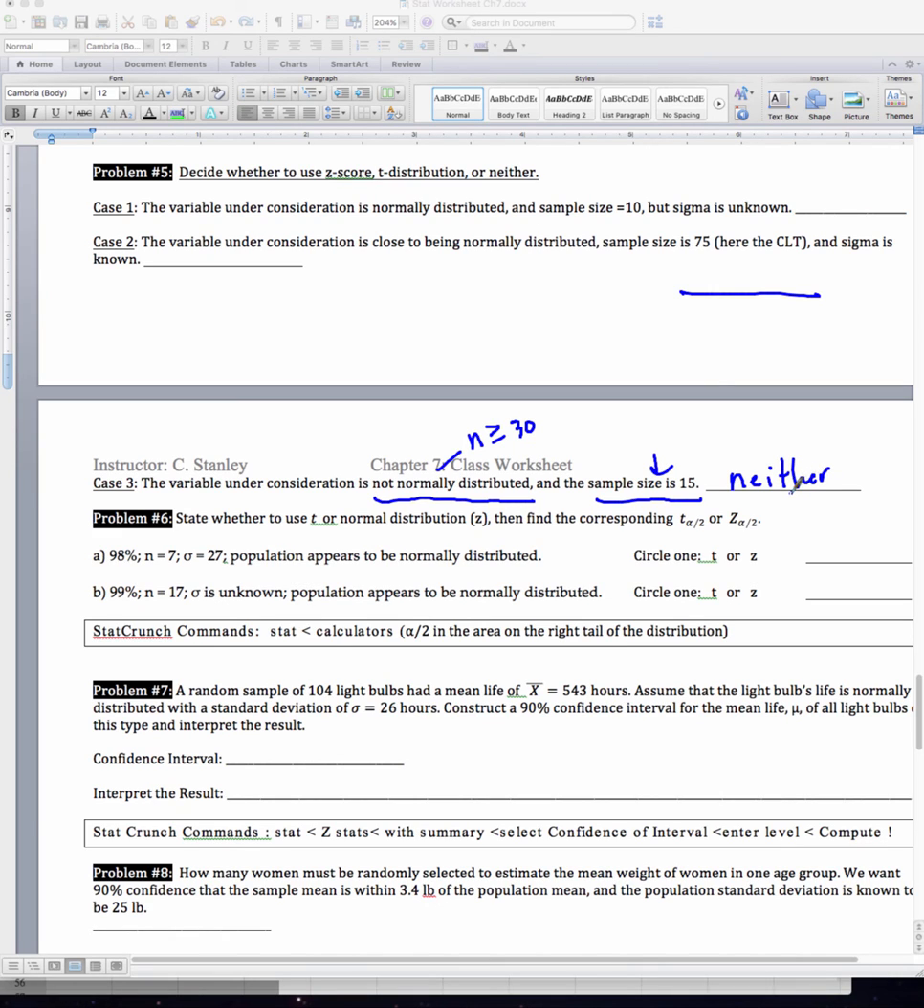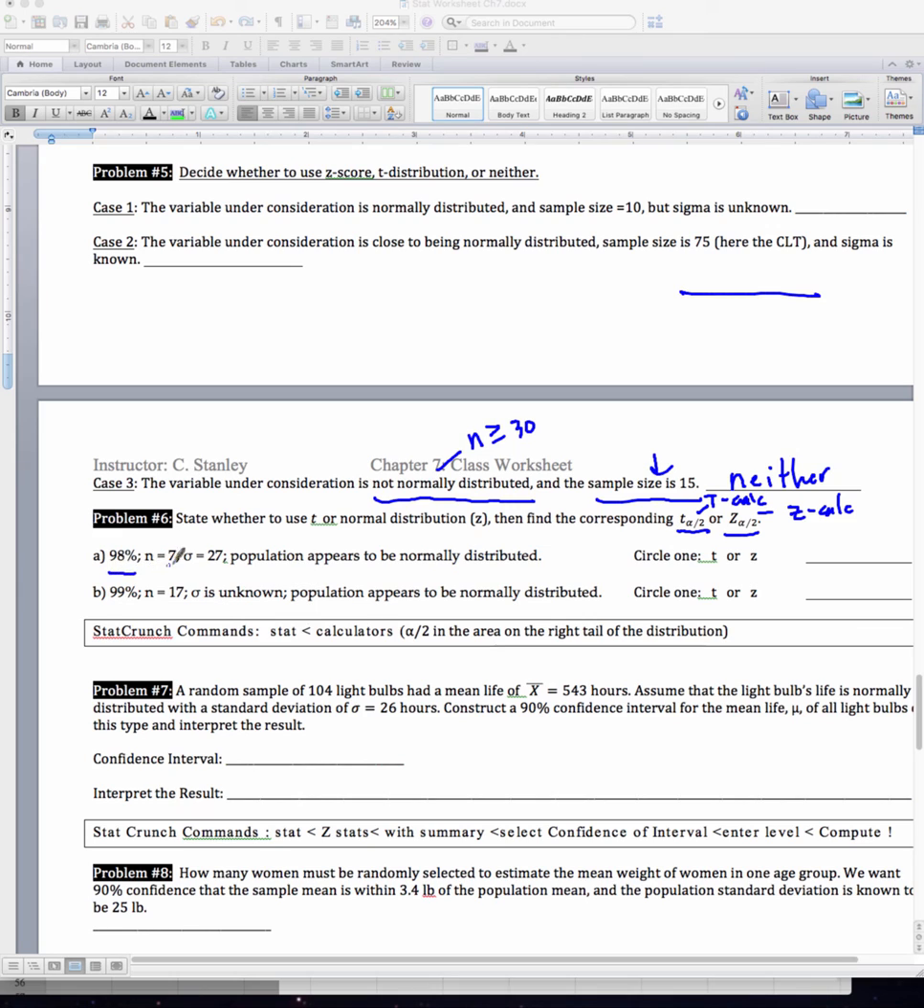Okay, it's able to use a T or the normal Z and then find that. Well, we've already found these before, so I'm not going to run over those again. But this is the T calc. And this is the Z calc. So you could refresh on how to do that.